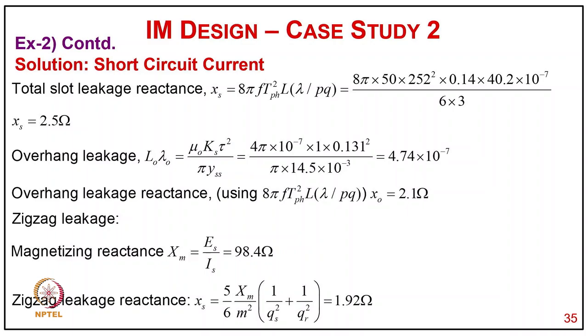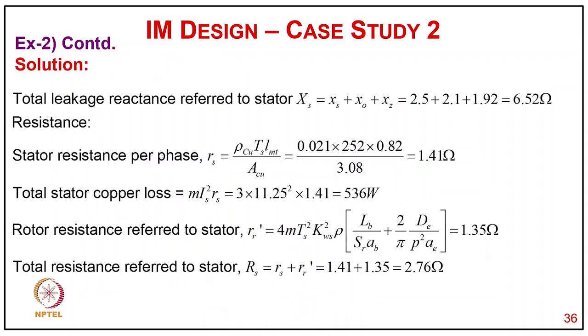And zigzag reactance, we calculate from magnetizing reactance XM upon ES upon IS, so it comes 98.4. So zigzag is pi by 6 XM upon M square in bracket 1 upon QS square plus 1 upon QR square, so it comes 1.92 ohm. So total leakage reactance referred to stator is XS equal to XS small plus X0 plus XZ, it comes 6.52 ohm. And stator resistance per phase RS equal to rho CU into TS into LMTS upon ACU.